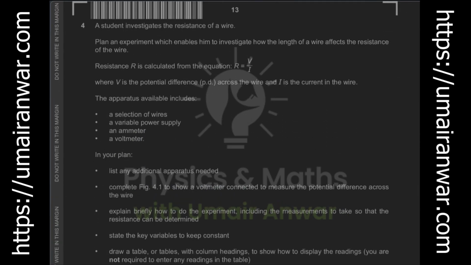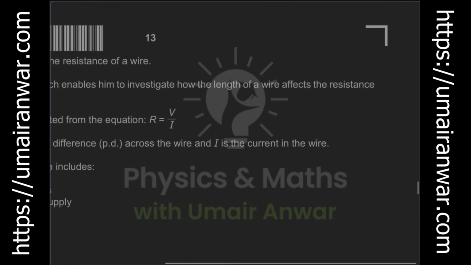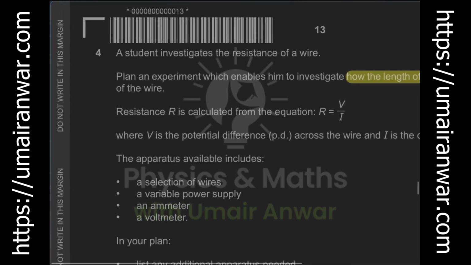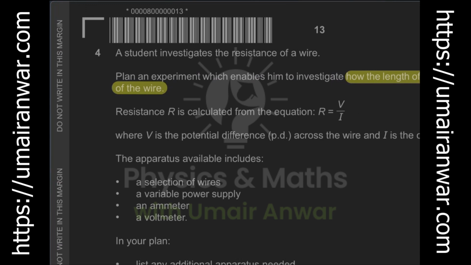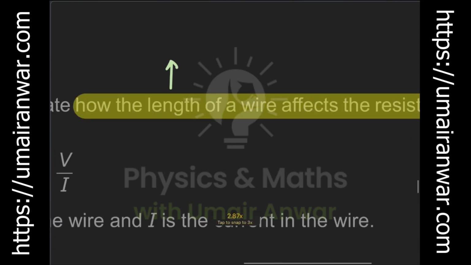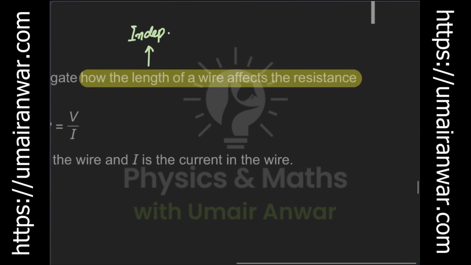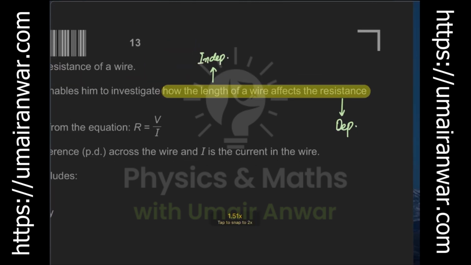Okay, the last question, the planning question number 4. It says a student investigates the resistance of a wire. Plan an experiment which enables him to investigate how the length of a wire affects the resistance of the wire. So basically we are going to vary the length. The parameter that we change or vary becomes the independent variable for the experiment. The changing of length is going to affect the resistance, so the value of resistance is dependent upon the length of the wire being used.